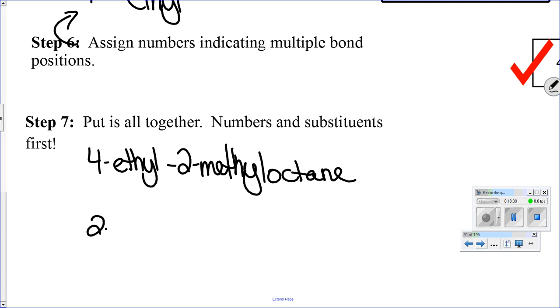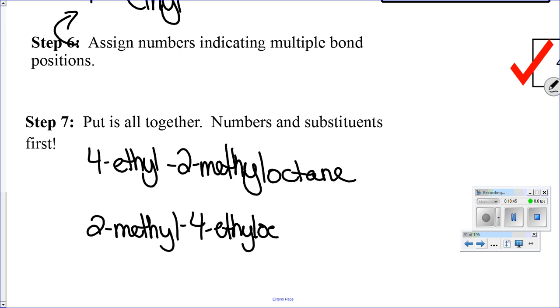So if you did this instead, 2-methyl, 4-ethyl, octane, that's totally acceptable at this point. What is important is that the 2 goes with methyl, the 4 goes with ethyl. If you said 4-methyl 2-ethyl, that would not be correct. That is different.